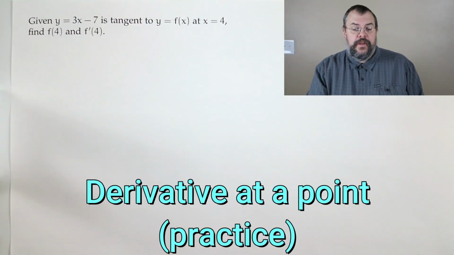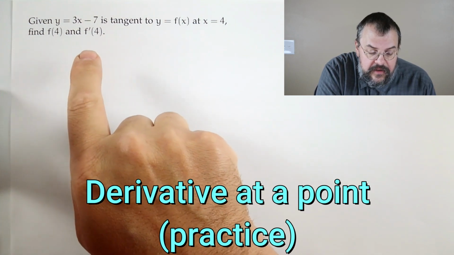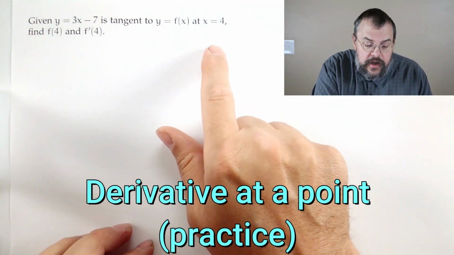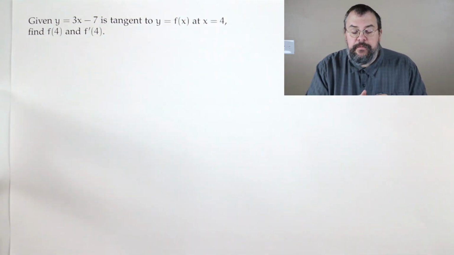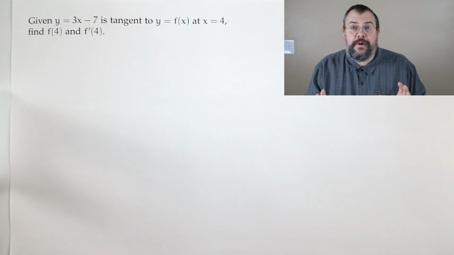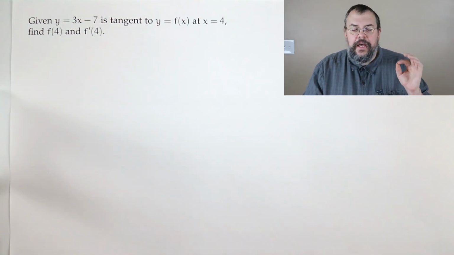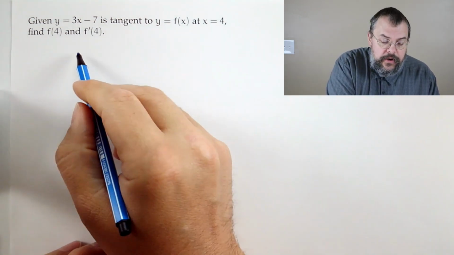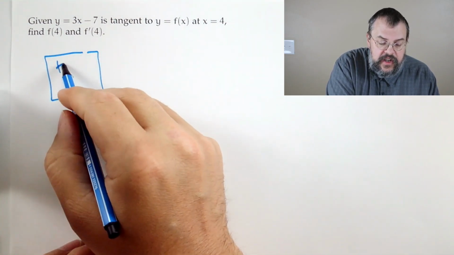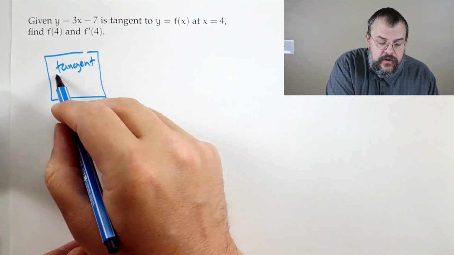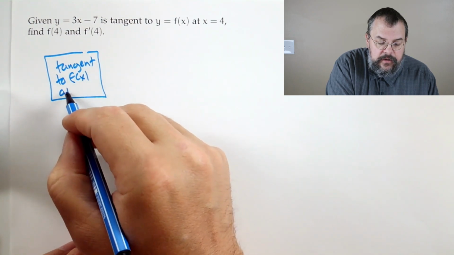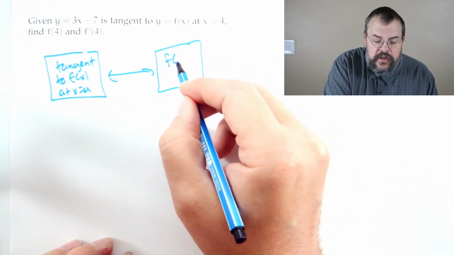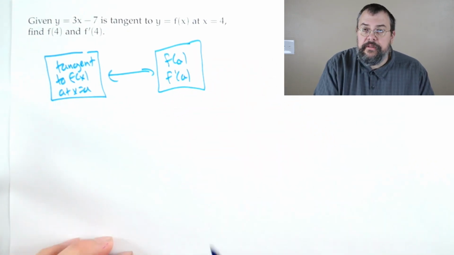So the first problem. Given y equals 3x minus 7 is tangent to y equals f of x at x equals 4, find f of 4 and f prime of 4. All right, well, this one is going to be a really quick problem because it's just a little quick reminder. Do you understand that tangent lines are storing information? So we know our basic idea is if I have the tangent to f of x at x equals a, really that's just saying, I can tell you what is the function at a and what is the derivative of the function at a.